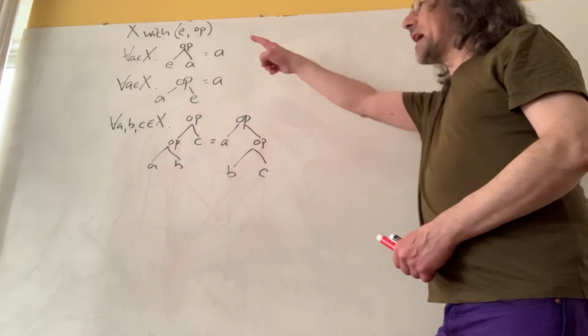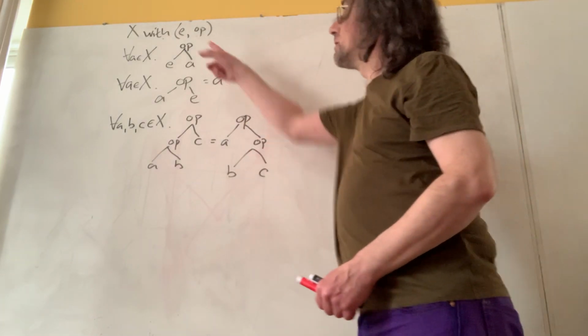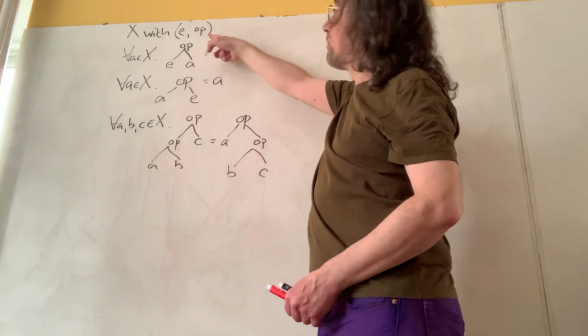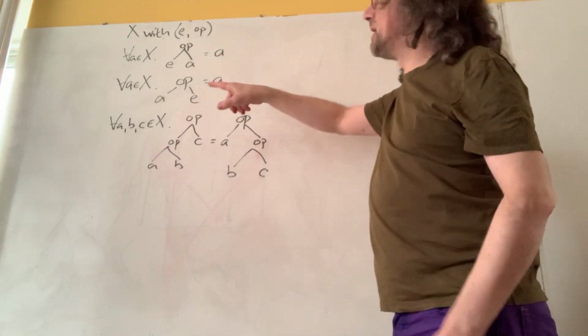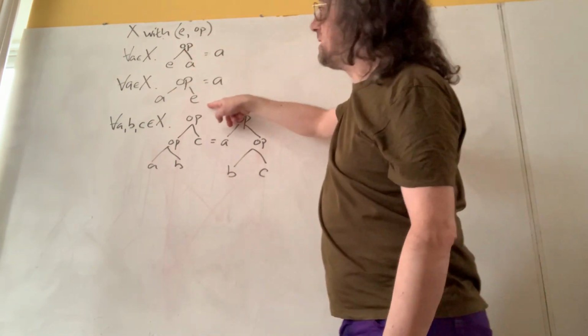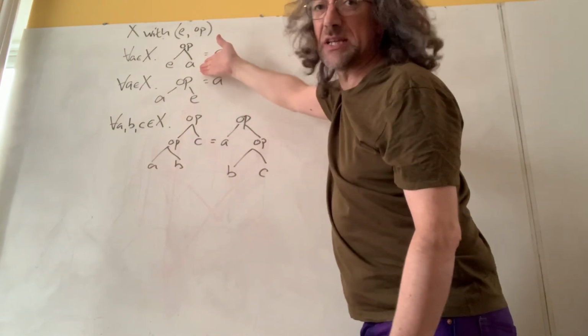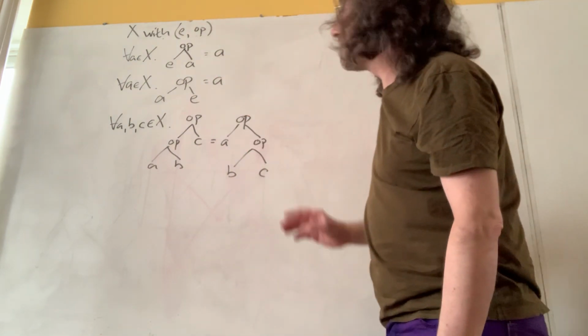Remember what it is for a set X to be equipped with a monoid structure, neutral element E and operator op. It means that op absorbs E on both sides. I've drawn my expressions as tree structures because I have a handy board.